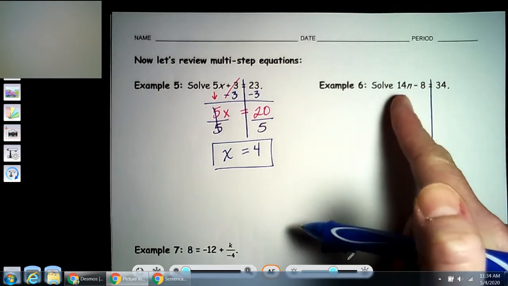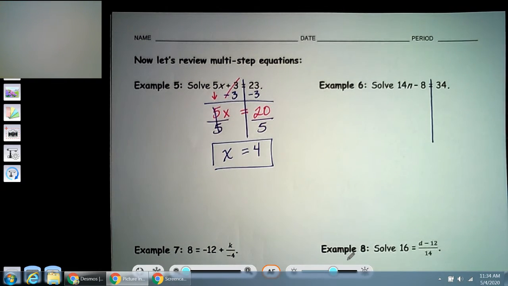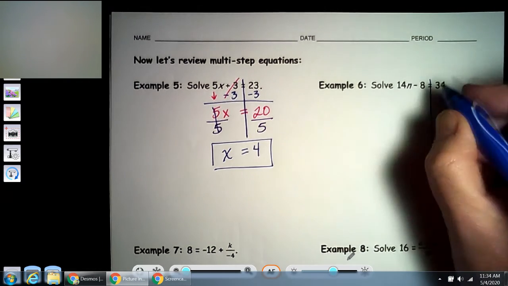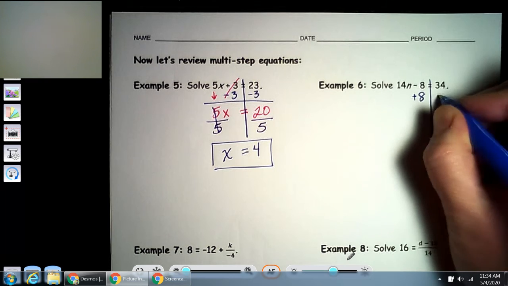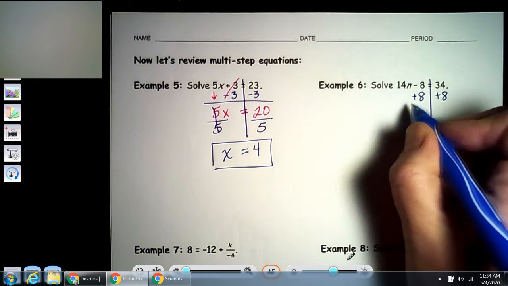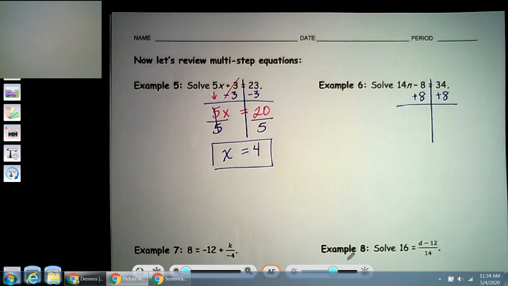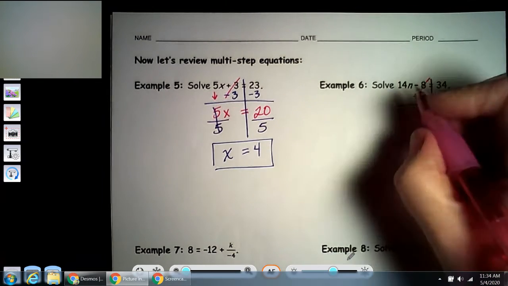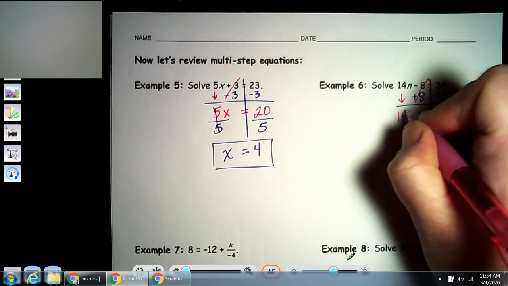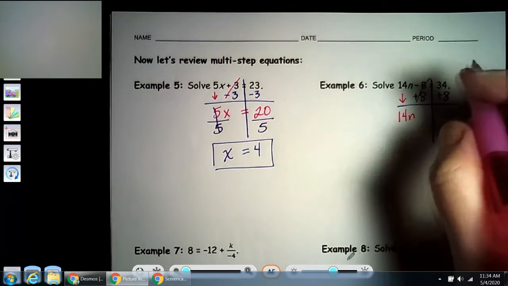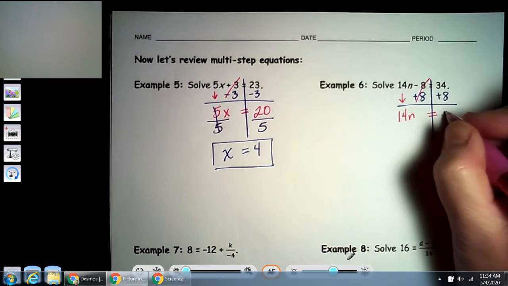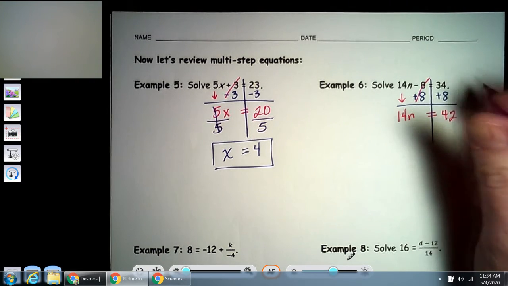And when I'm finished, I'll have n on one side and everything else will have moved off to the other side. First thing I want to get rid of is the minus 8, so I'm going to add 8. And whatever I do to one side, I have to do to the other. So now, negative 8 plus 8, those cancel out, gives me 0. So I'm going to bring down the 14n equals 34 plus 8 is 42.